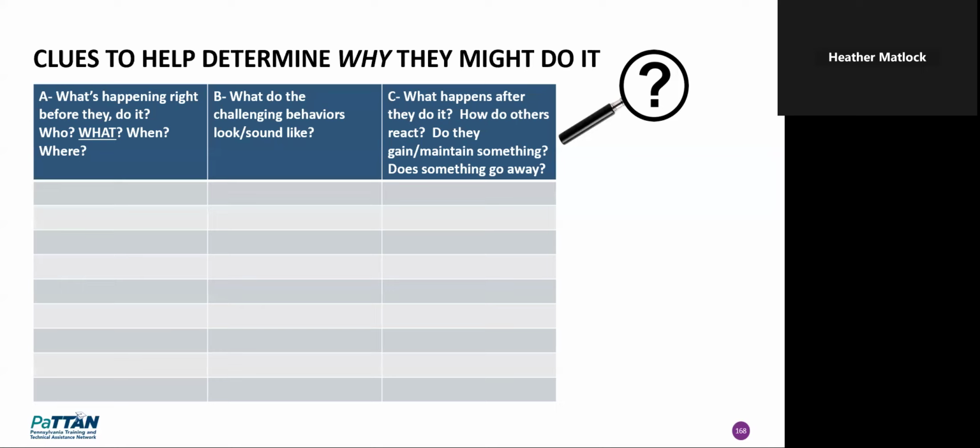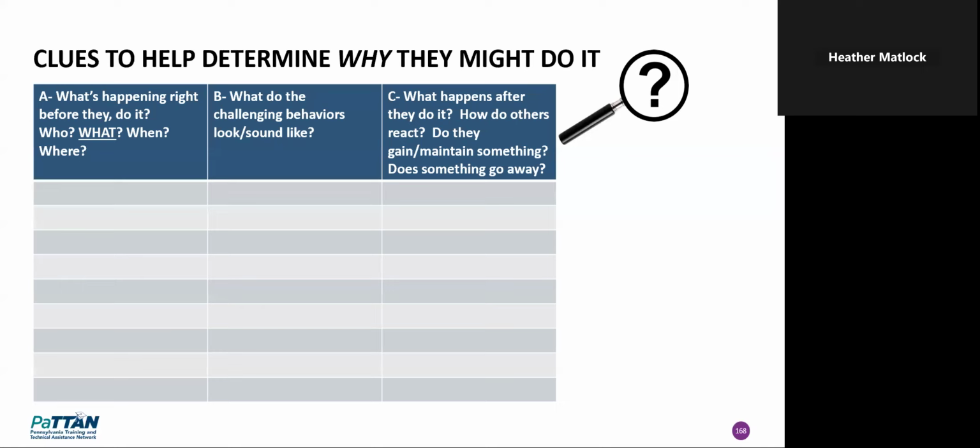All right, so now take one of the behaviors you defined and let's look at part A. The most important part is the what. What happened immediately before? The what is what caused it. But the who, when, and where, they can also be relevant factors, right? The only thing that we can't gather by looking at all three parts is the why.